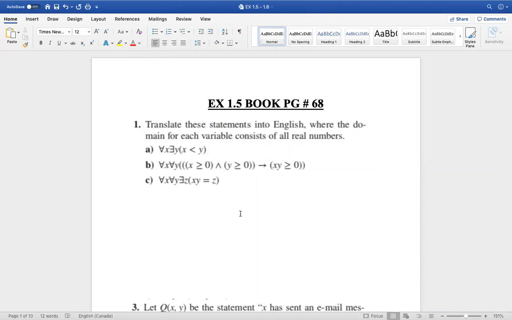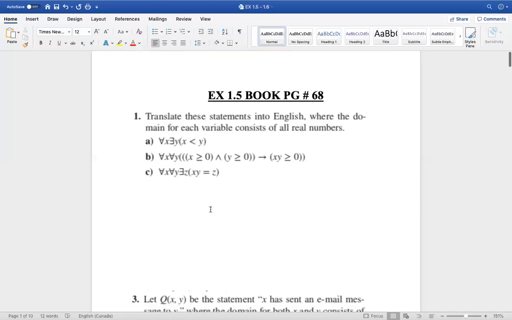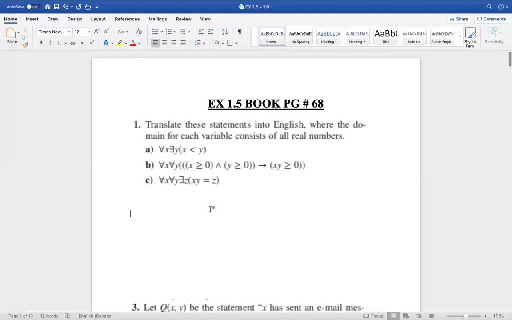Okay, so this is your exercise 1.5. The book page number is 68. We will start with the first question. We will not be going into the nitty gritty details of all the questions. We will just try to cover as many different ideas and scenarios as possible. If you have any questions, just let me know at that time. Okay, so let's start.